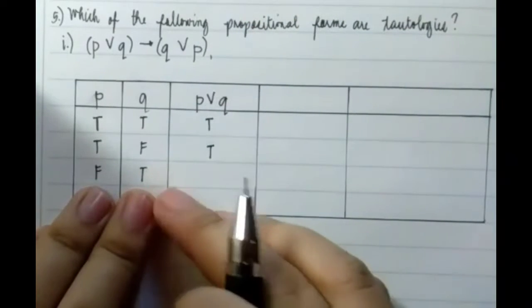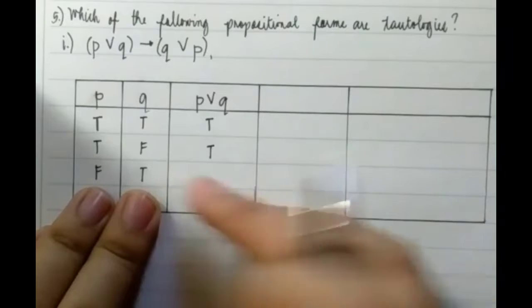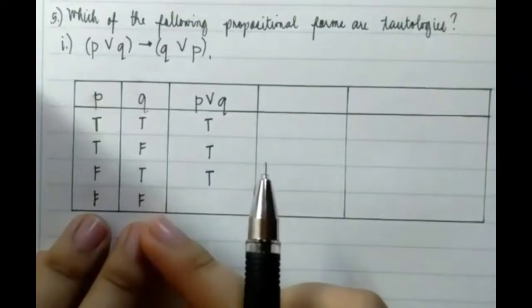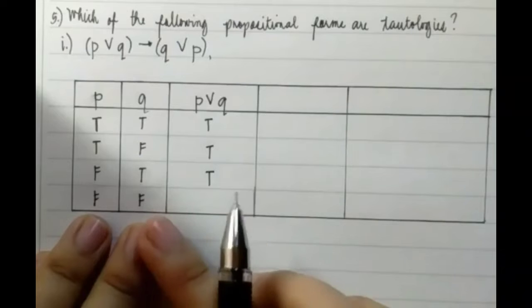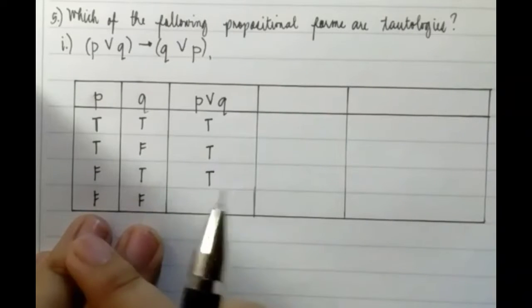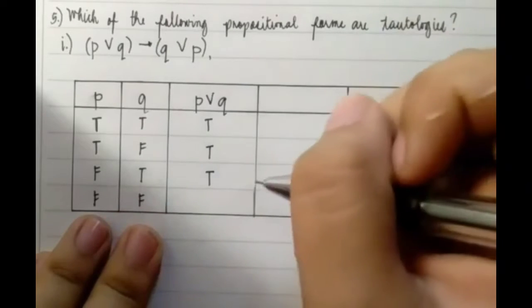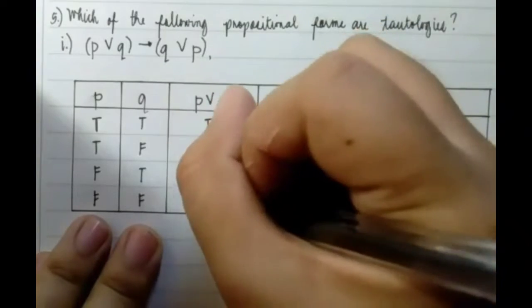This doesn't have false on both sides either, so this is also true. This one has false on both sides, false on P and false on Q. That means P or Q in the fourth row is false.